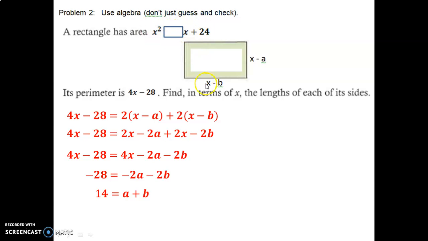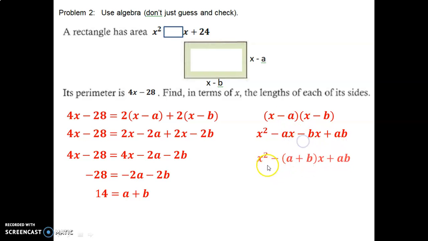Area is this. And again, we know if we multiply the two sides, we'll have the area. So that's what I'm going to do next. I'm going to multiply that by that, and that multiplies into this. Okay, it's okay if we have the b and a there. So x squared, and then negative ax, negative bx, and then plus ab, because those two negatives multiply and make a positive. That can simplify into this.